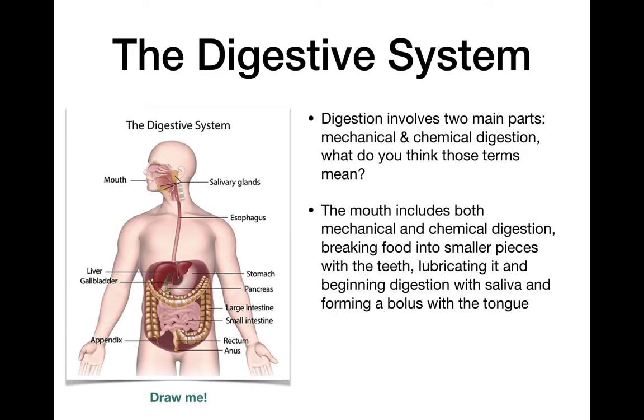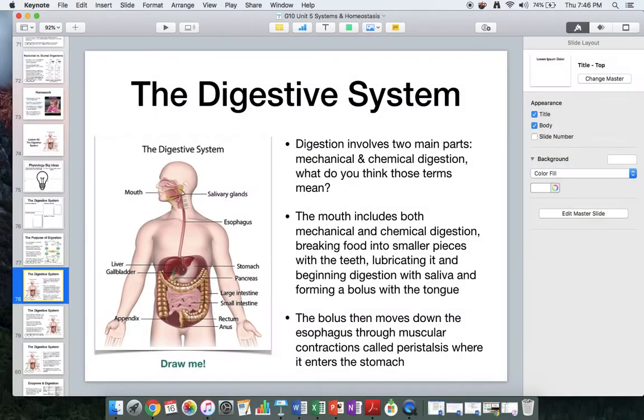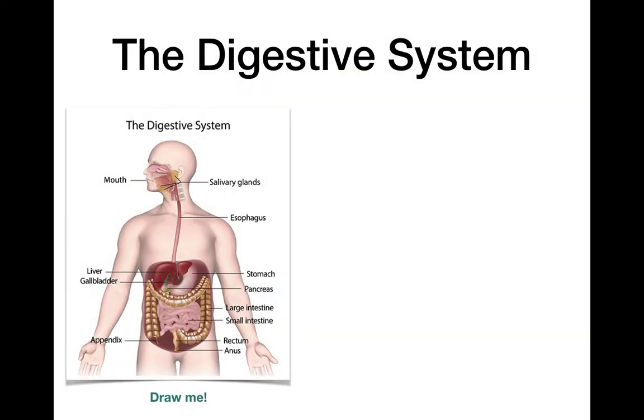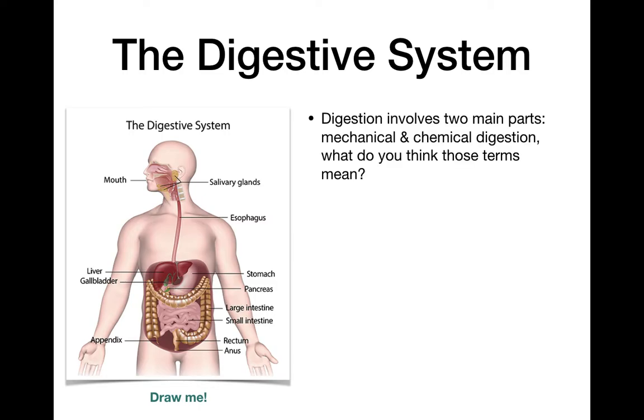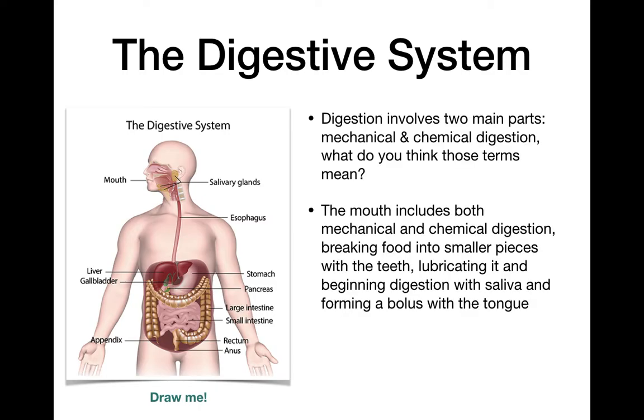We're going to start with the mouth, breaking down the whole system now. The mouth is where we're going to start with both mechanical and chemical digestion. The teeth are going to break down the food into smaller pieces, of course, which is mechanical digestion.